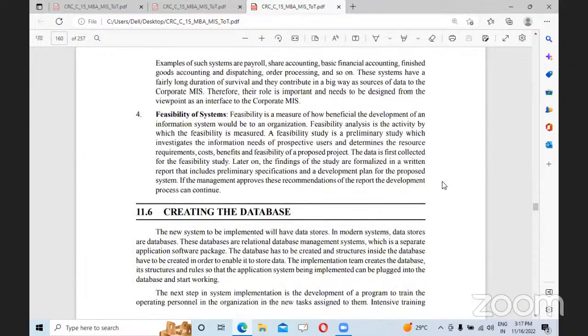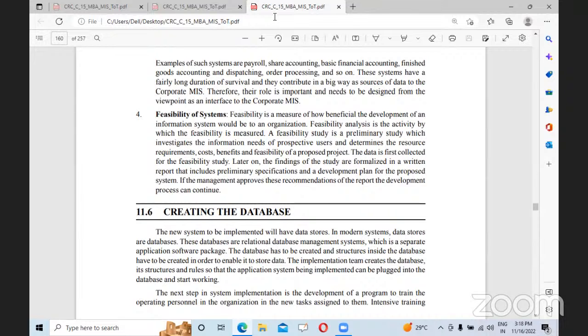Examples of such systems are payroll, share accounting, basic financial accounting, finished goods accounting, dispatching, order processing, and so on. These systems have a fairly long duration of survival and they contribute in a big way as sources of data to the corporate MIS. Therefore, their role is important and they need to be designed from the viewpoint of an interface to the corporate MIS.